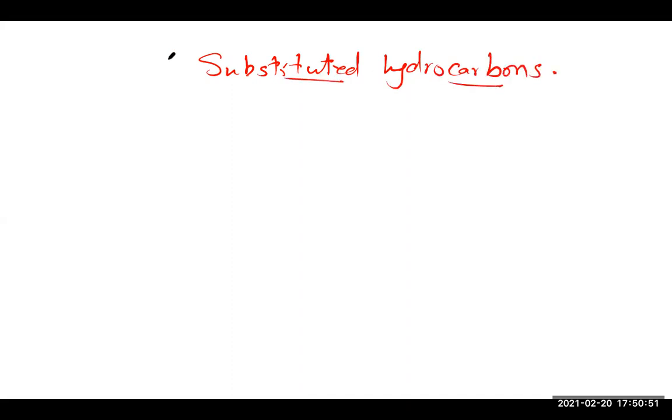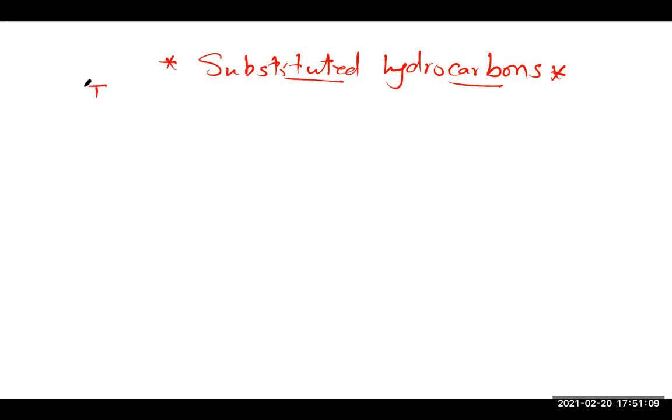Okay, now we will start with substituted hydrocarbons. So what is the meaning of substituted hydrocarbons? It means that we will replace the hydrogen in the hydrocarbon and put another group. And this group, what we are going to add to the compound, will be called a functional group. So we'll have different groups. We need to know the functional group and how to name each one of them.